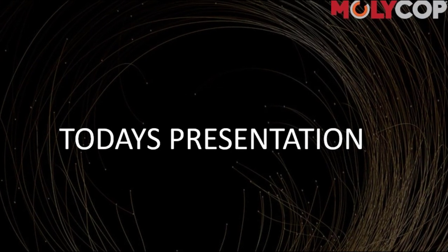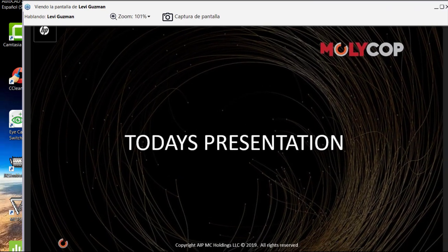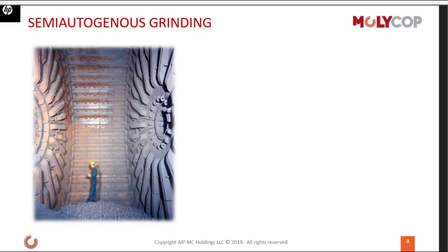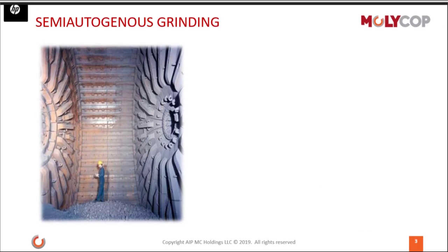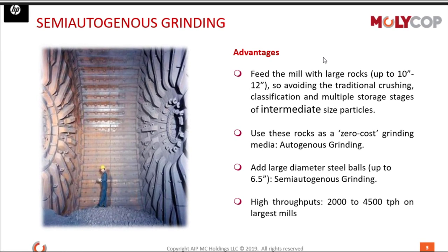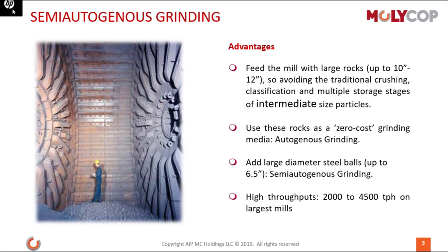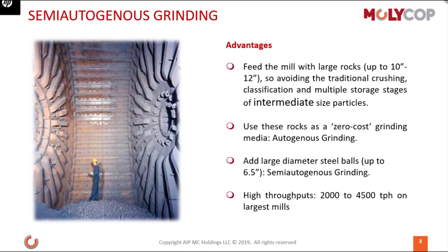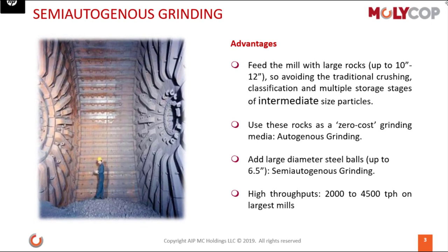Okay. So, as Darren presented at the beginning, we are going to review some ideas on how to optimize and how to operate SAG mills in the right way. First of all, we are going to look at some advantages of SAG milling. For example, the feed to the mill can be large, up to rocks of 10 or 12 inches, avoiding the traditional crushing, classification, and multiple storage stages of intermediate size particles. Also, we can use these rocks as zero-cost grinding media. This is the meaning of autogenous grinding, which was combined with balls to give semi-autogenous grinding. We can add large diameter steel balls of up to 6.5 inches.